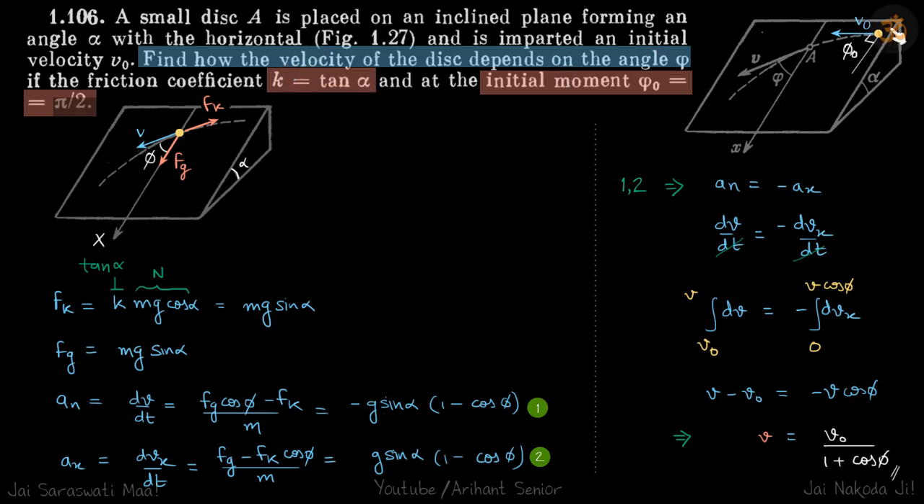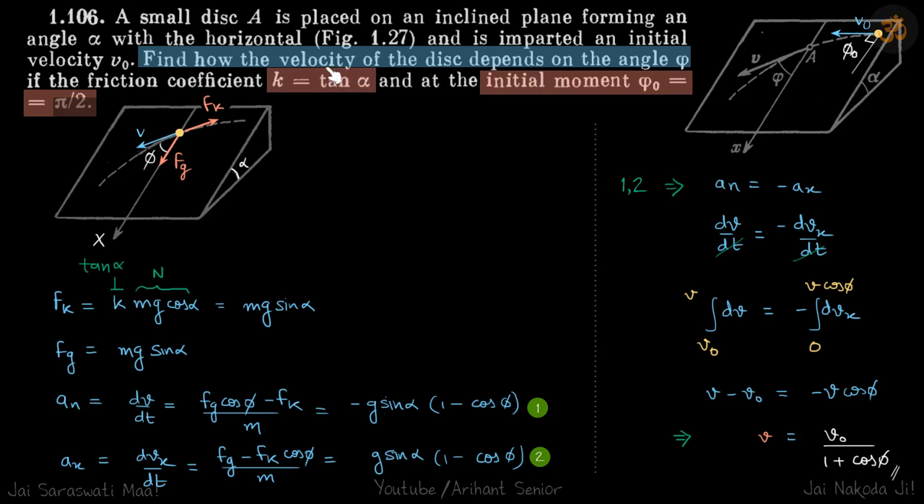So a particle is launched on an inclined plane. So it's initially launched in this direction. If you take this as x, then it's launched in the y direction. So it starts to go on a path like this. Now it's given that the friction coefficient is tan alpha, where alpha is the angle of the inclined plane.